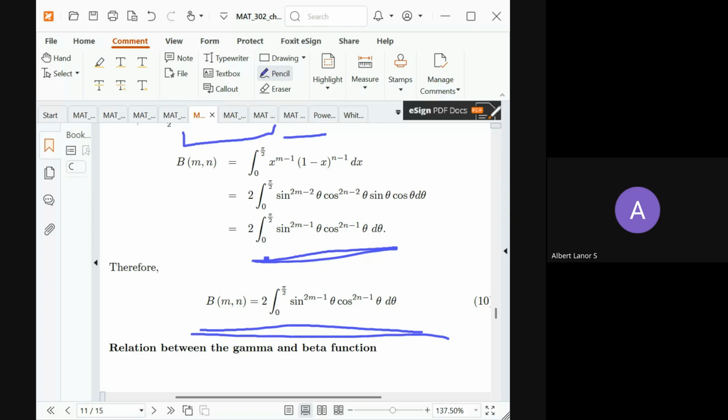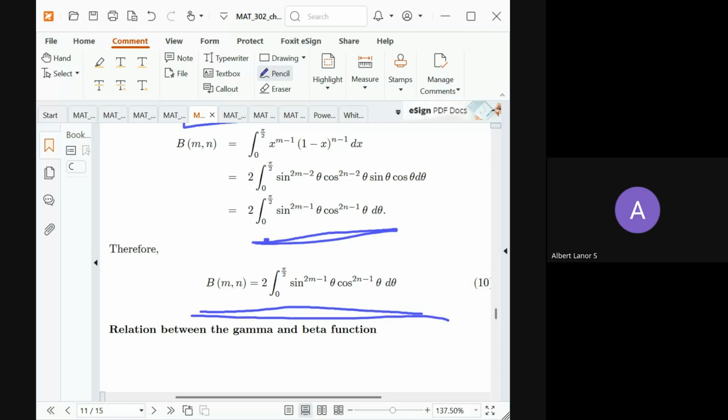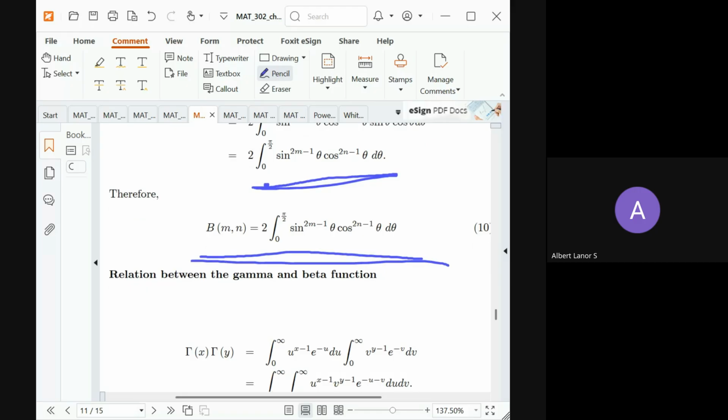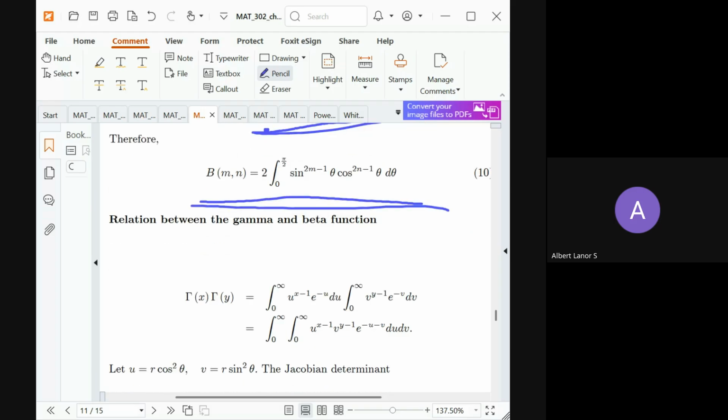So that is the polar form, the standard one in trig form. When we say polar it also means trig, or circular is also trig. Okay. Now, the beta function is twice the integral from 0 to pi on 2 of sine^(2m minus 1) theta cos^(2n minus 1) theta d theta. Now, you can obtain the gamma function from the beta function, or the beta function from the gamma function. So we're going to look at that quickly.